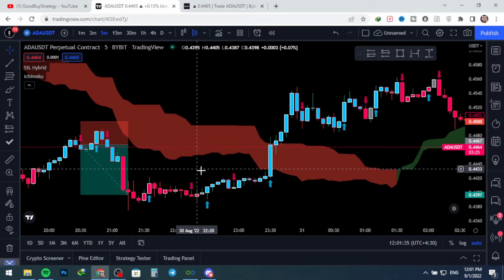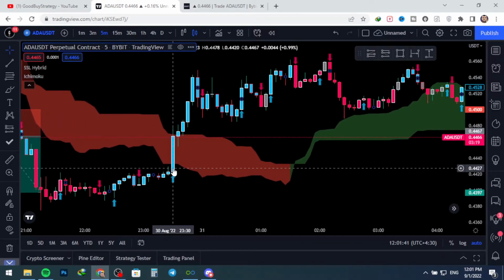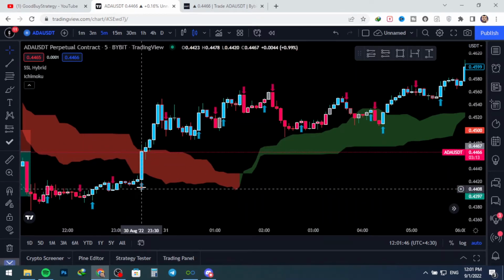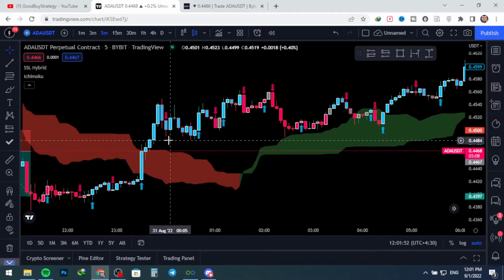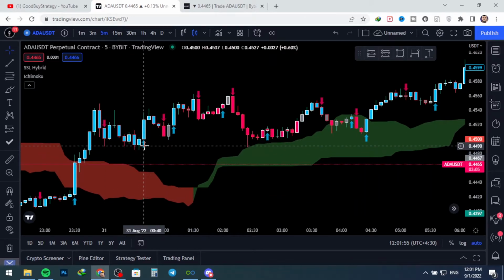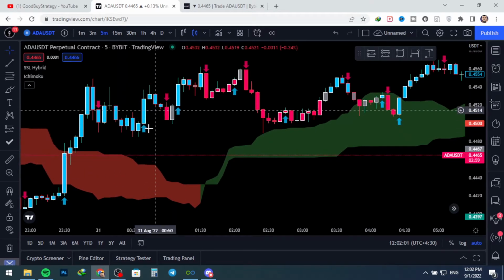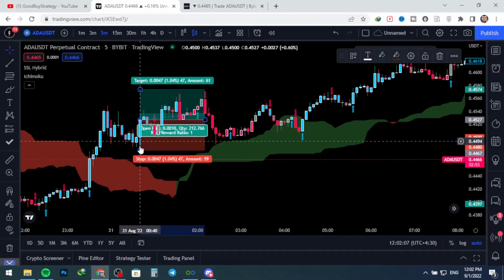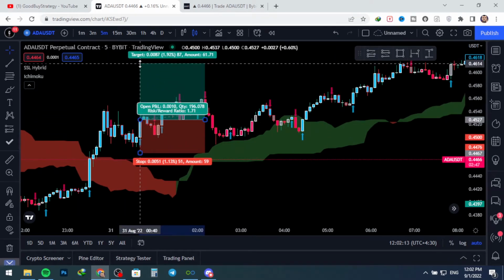The candle's color is important. The first blue candle here, but we are below the cloud, so we wait for a better condition. Here is the first blue arrow and the candle is blue and we are above the cloud. We can open a long position here, close the candle, stop loss here, risk to reward ratio 1.5 or 2. 1.5 is okay.